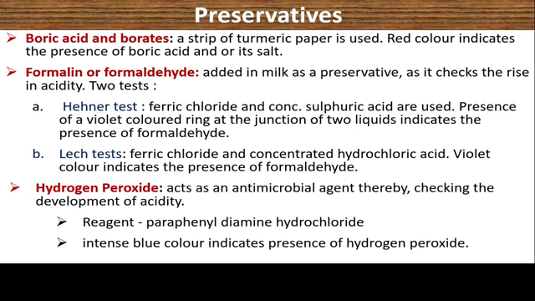Hehner test. Next, the Schryver's test. Ferric chloride and concentrated hydrochloric acid are used over here. Violet color indicates the presence of formaldehyde. Next, hydrogen peroxide. It acts as an antimicrobial agent, thereby checking the development of acidity. Reagent used: paraphenylene diamine hydrochloride. Intense blue color indicates the presence of hydrogen peroxide.